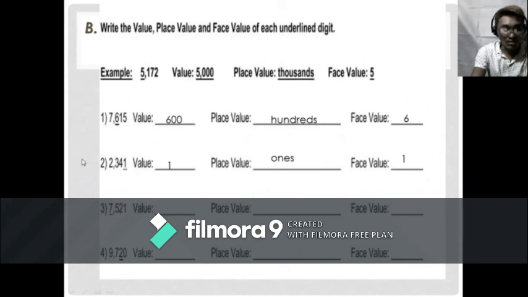Okay, next, number 3. The value of the underlined number 7 is 7,000. The place value of 7 is thousands because we have a 4-digit number. So we have thousands. Next, the face value is 7.